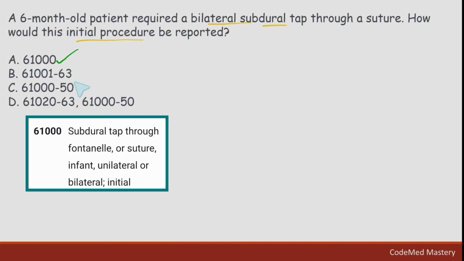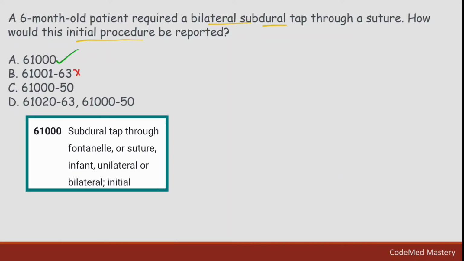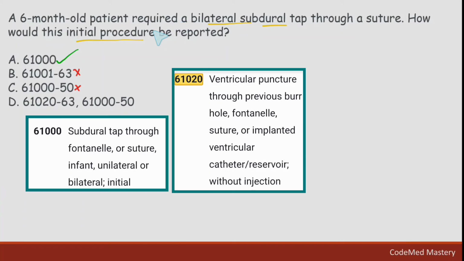Okay. We'll eliminate option B because 61001 is for subsequent taps. In the scenario, they're asking for initial procedure. So we are not supposed to code 61001. Eliminate option B. And option C, 61000, they have appended modifier 50, but the description already includes a bilateral procedure. So we are not supposed to append modifier 50. Eliminate option C. And in option D, there is 61020, that is for ventricular puncture. So that is not mentioned in the scenario. Directly eliminate option D.